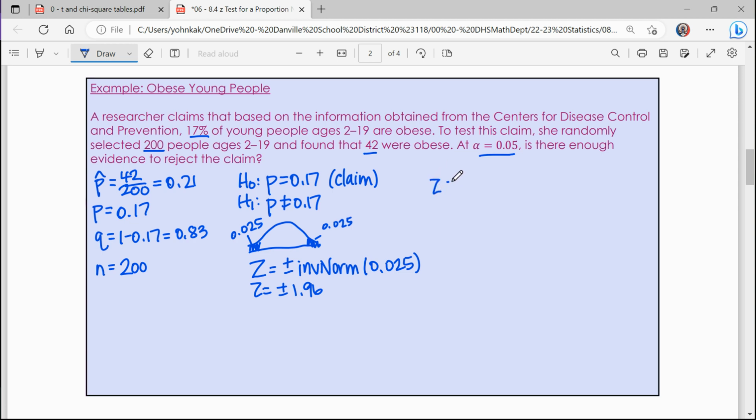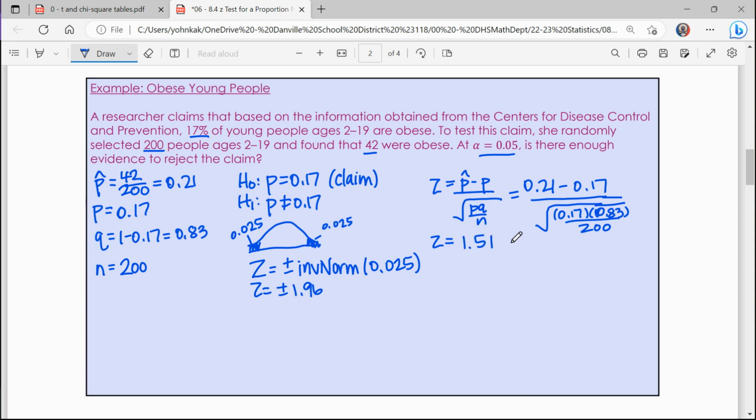Okay, so now we're going to do our test statistic. z equals p hat minus p over the square root of pq over n. So that's going to be 0.21 minus 0.17 divided by the square root of 0.17 times 0.83 divided by 200. Now this is a z value, so it's going to have 2 decimals. If I type this into my calculator, I'm going to get 1.51.